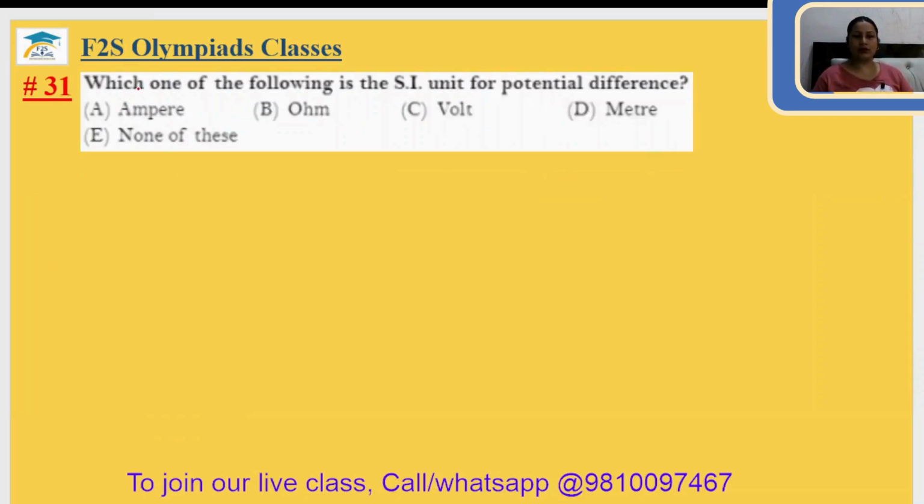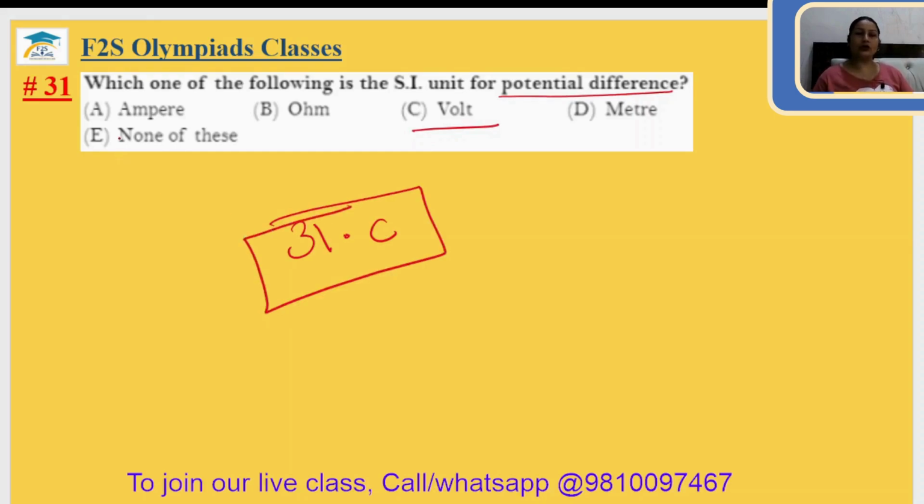Question number 31. Which one of the following is the SI unit of potential difference? So the potential difference SI unit is volt. 31 answer is C. You can note it down in your notebook. Ampere is the SI unit of current. Ohm is the SI unit of resistance. And meter is the SI unit of length.